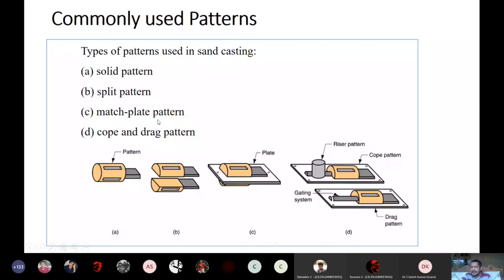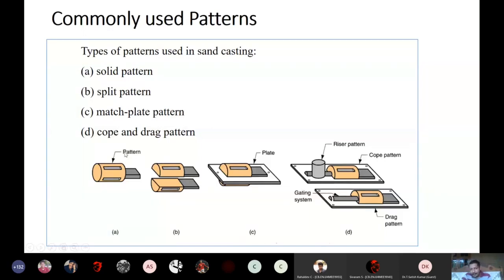Then the next one is called the cope and drag pattern, where you can see the runner, riser, gating system, sprue system, everything is accommodated on match plates, kept on separate plates, one for cope and another for drag. Here the advantage is that cope and drag can be made in different places and finally assembled together. So these four are the common types of patterns which you can use in the foundry: solid pattern, split pattern, match plate pattern, and cope and drag pattern.